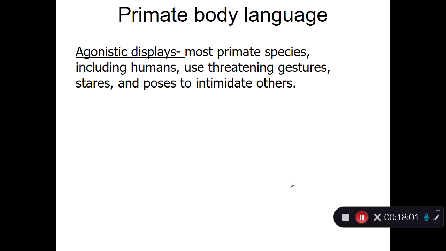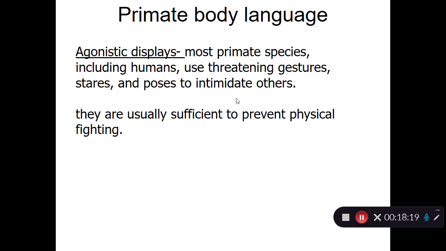Okay, now agonistic displays are threatening displays. Trying to intimidate someone, tell them to stay away, stay back. This is my area, these are my resources. So threatening gestures, stares, and poses.